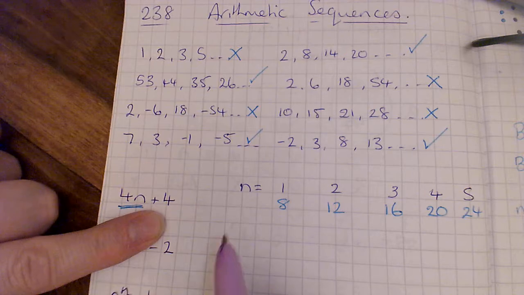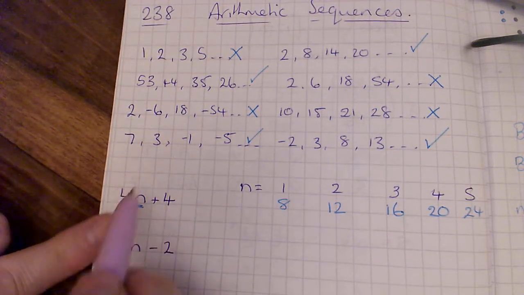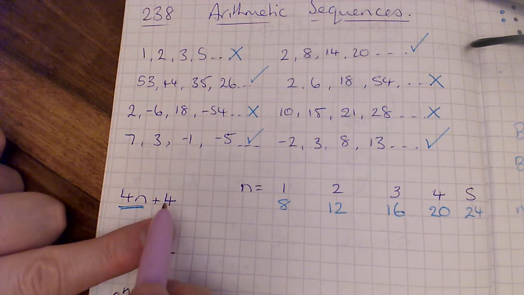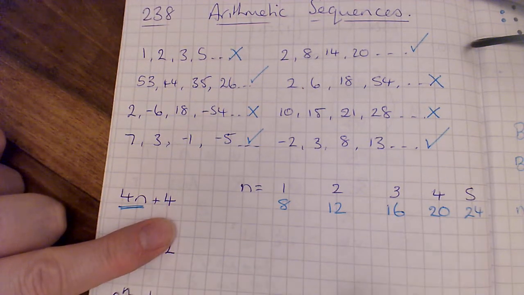So that's all it is for arithmetic sequences. It's the times tables, which is indicated by this bit, and then you add on or take away whatever it says at the end to get the numbers in the sequence.